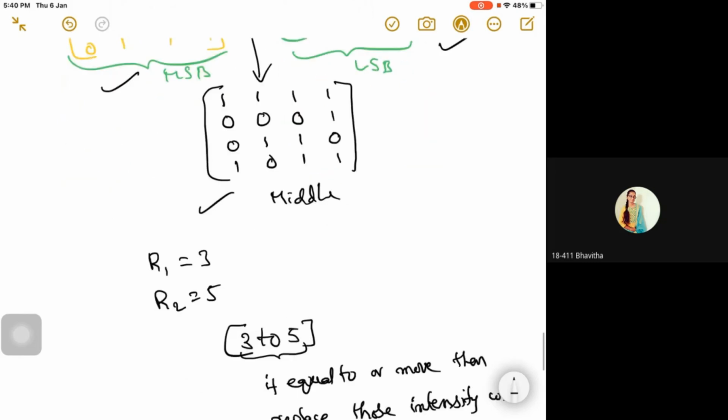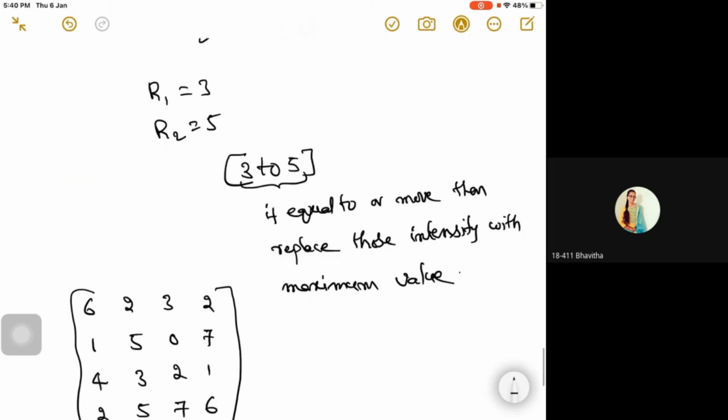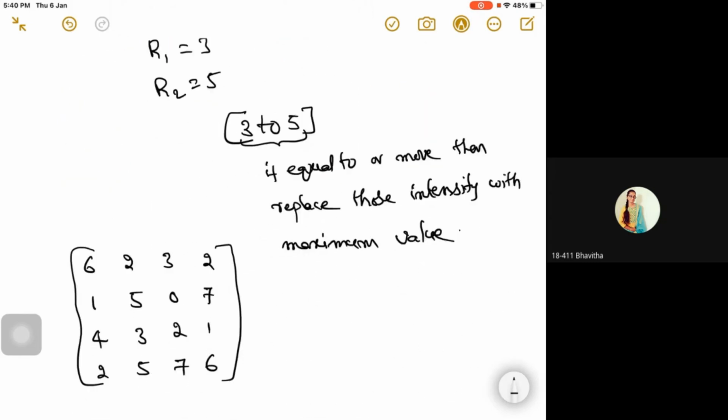Okay, in addition to that, what was asked in the problem? Yes, with this range 3 to 5. So 3 to 5 means if any pixel value is less than or greater than 5, or equal to 3 or equal to 5, then we have to replace it with the maximum value. So the first pixel is 6. Is 6 within the range 3 to 5? No. Therefore take the original value as it is.